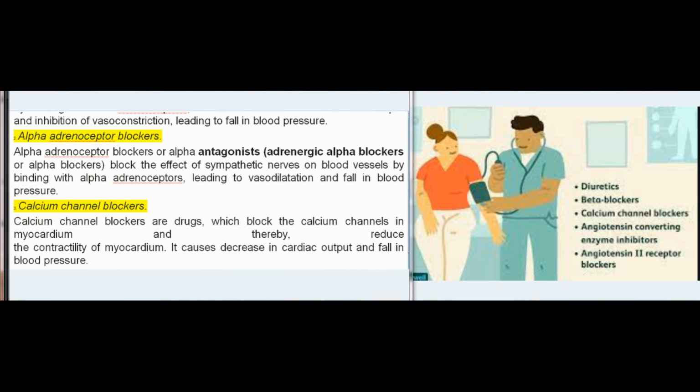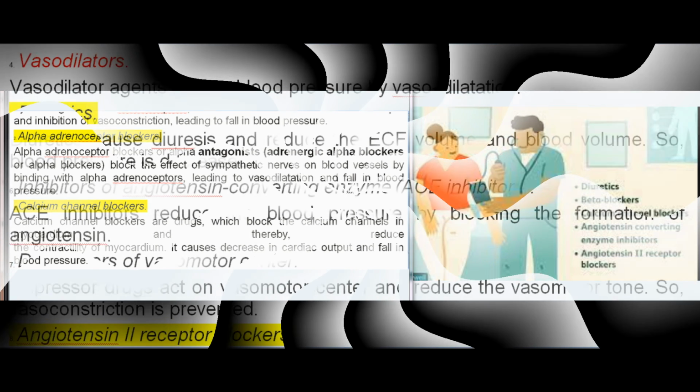Alpha-adrenoceptor blockers. Alpha-adrenoceptor blockers or alpha antagonists, adrenergic alpha blockers or alpha blockers, block the effect of sympathetic nerves on blood vessels by binding with alpha-adrenoceptors, leading to vasodilatation and fall in blood pressure. Calcium channel blockers. Calcium channel blockers are drugs, which block the calcium channels in myocardium and thereby reduce the contractility of myocardium. It causes decrease in cardiac output and fall in blood pressure.